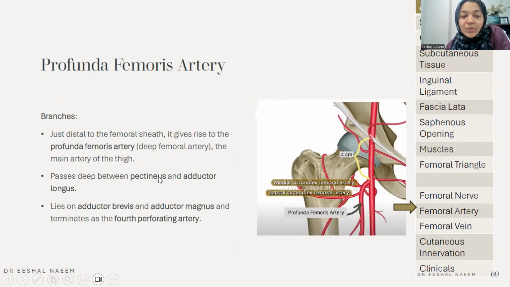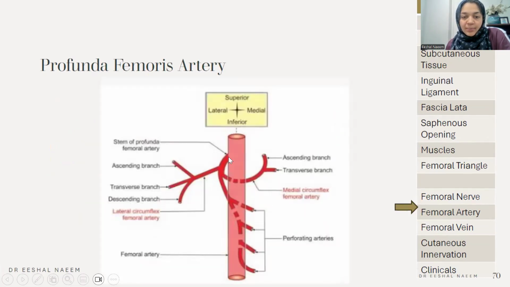It passes between the pectineus and adductor longus and lies on adductor brevis and adductor magnus and terminates as the fourth perforating artery. Here you can see the stem of the femoral artery, and here it's giving you three branches. This is the lateral circumflex femoral artery, this is the medial circumflex femoral artery. So this is the stem of the profunda femoris artery, which gives the lateral circumflex femoral artery and the medial circumflex femoral artery.